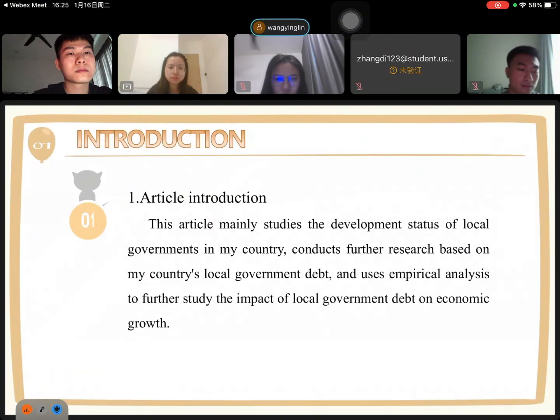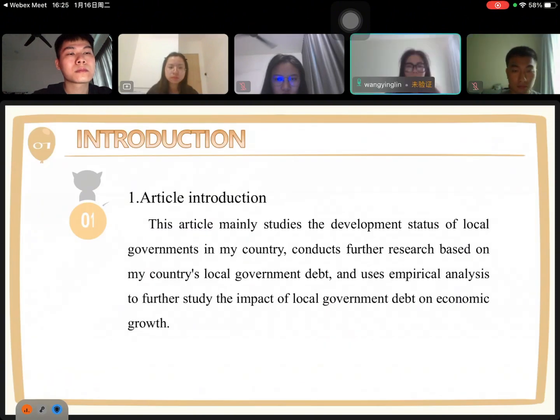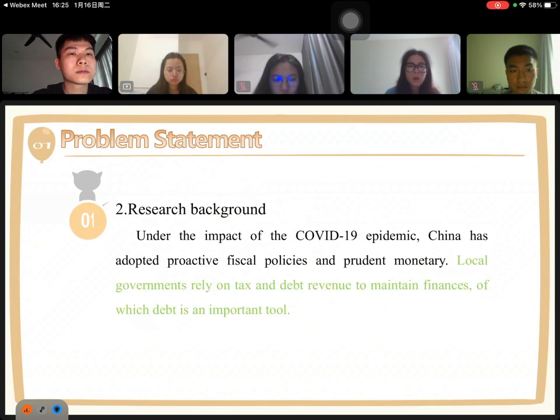Article Introduction. This article mainly studies the development status of local governments in my country, conducts further research based on my country's local government debt, and uses empirical analysis to further study the impact of local government debt on economic growth. Then I will show you the research background.